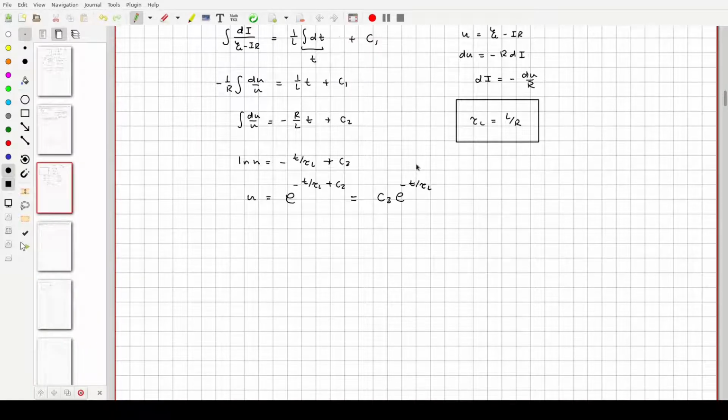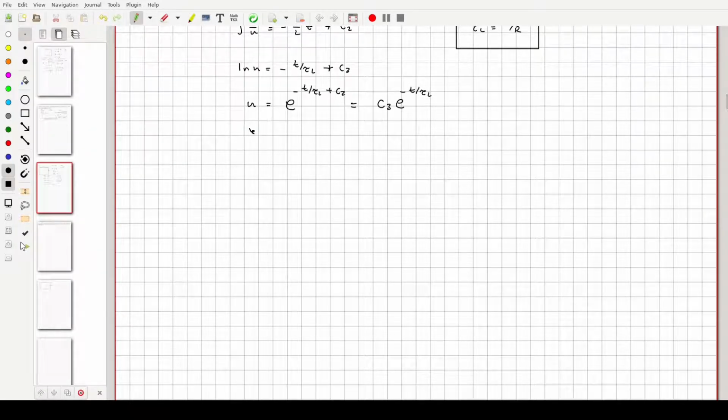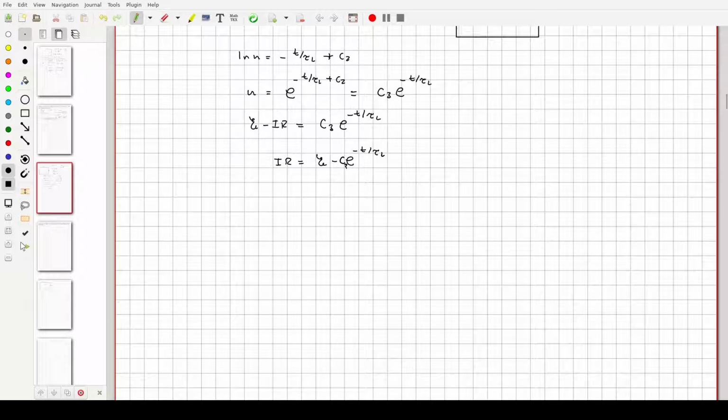So on the left-hand side, we have u. Now, let's not forget what u is. u is the EMF minus I times R. So that would be the EMF minus I times R on the left-hand side. On the right-hand side, we have C3 e to the minus t over tau sub L. All right, so we're almost there. I'm going to move this to the right-hand side and this to the left-hand side, because we're trying to find the current. When I move that, it becomes positive. This will be the EMF minus, excuse me, e to the minus t over tau sub L, and then we have our constant sitting out in front, C3.